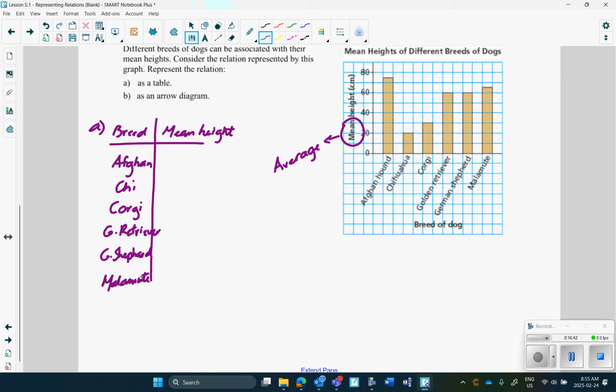Well, in order to get their mean heights, I've got to be able to read this graph. So what's the mean height of an Afghan? 75. Chihuahua? 20. Corgi? 30. Retriever? Same with a German Shepherd. And a Malamute? 65.